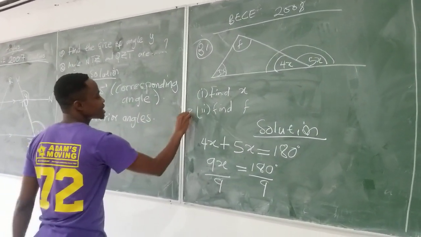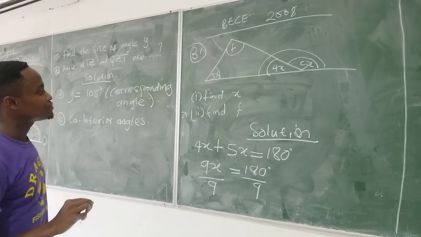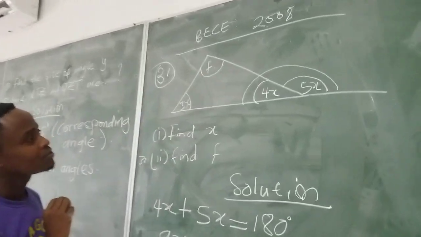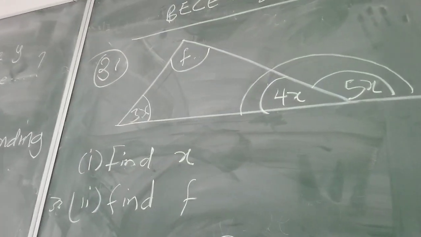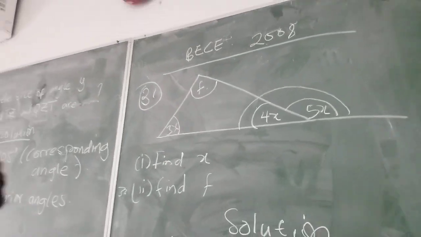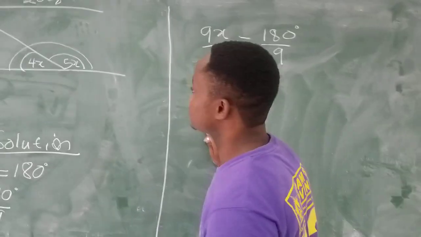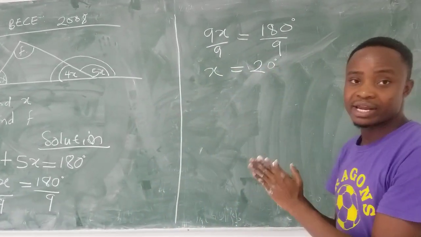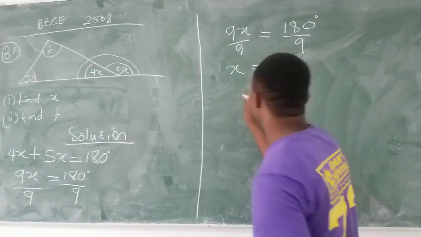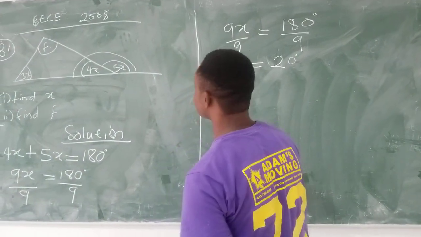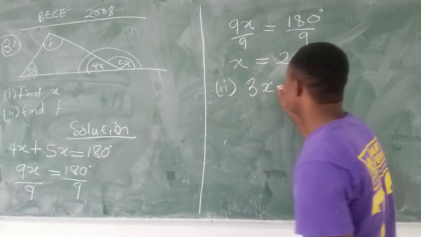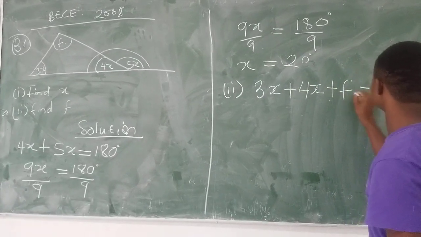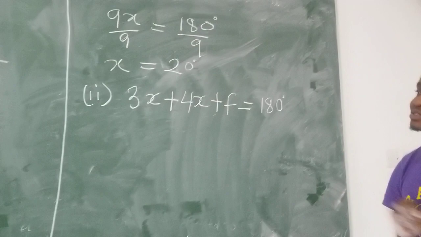This is question 32 actually. The next question is, you should find this value f. So this one we can use the property of triangles, angles in a triangle. And then we know that all angles in a triangle add up to 180 degrees. So with that, we have 3x plus 4x plus f. It should add up to 180 degrees.